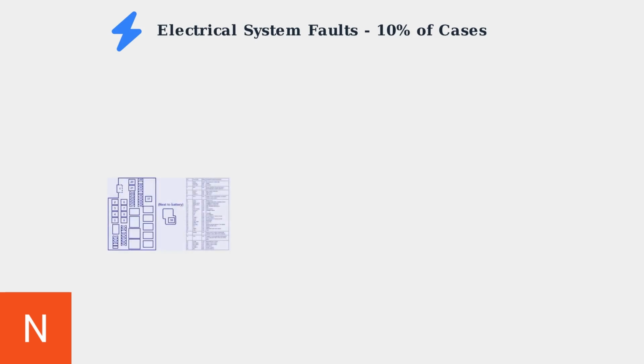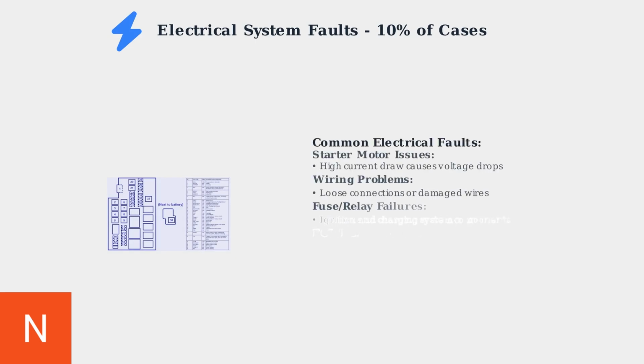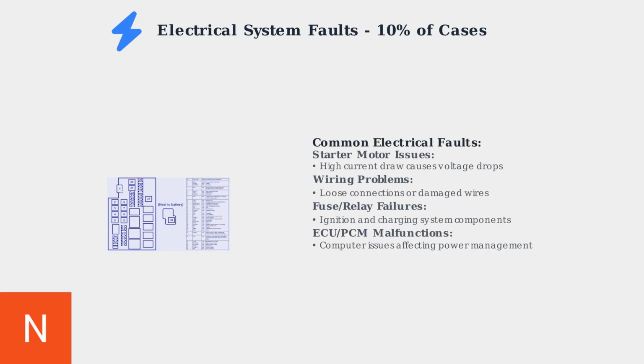The remaining 10% of cases involve various electrical system faults. These can be more complex to diagnose, but are important to understand. Electrical system faults include starter motor problems that create high current draw, wiring issues like loose connections, failed fuses, or relays in the ignition system, and computer malfunctions that affect power management throughout the vehicle.